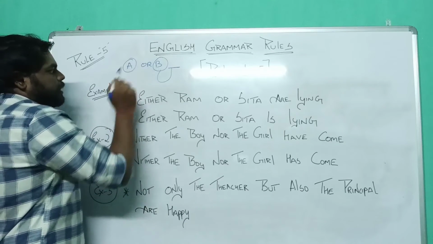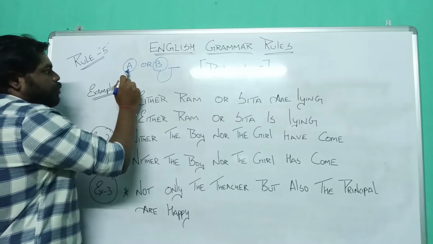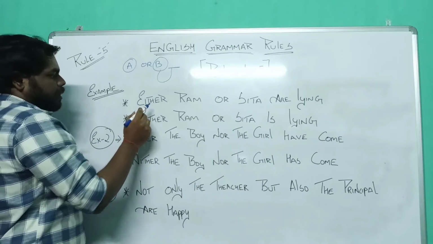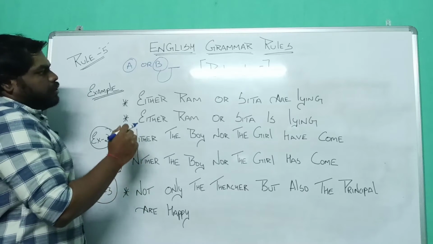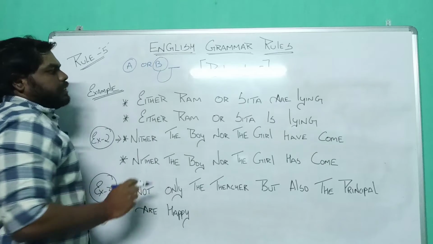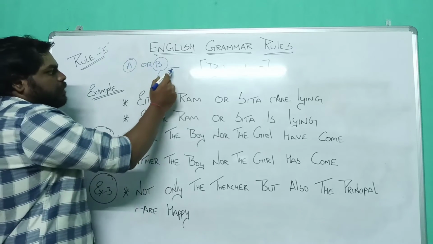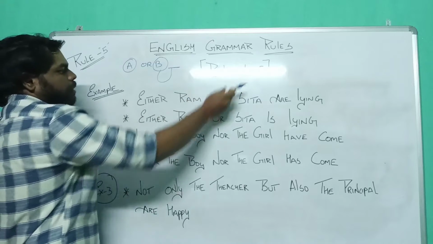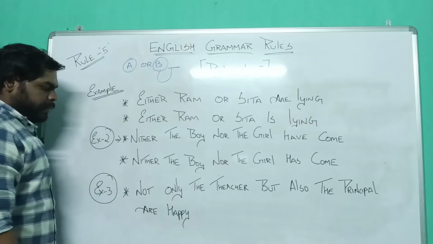If there are two subjects and they are connected with or, either-or, neither-nor, not only-but also, then the verb should agree with the nearest subject. That is what rule number 5 is trying to say.